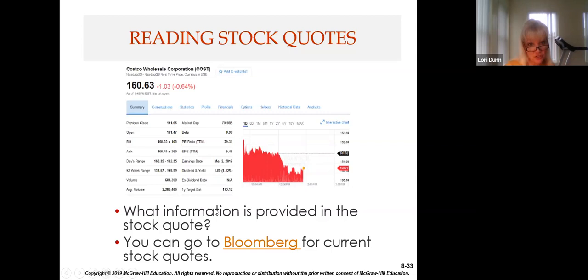This is just a summary. So I encourage you to go out and look at this, because you should be looking at all of these factors when making a decision about stocks. Okay, I ran out of time.